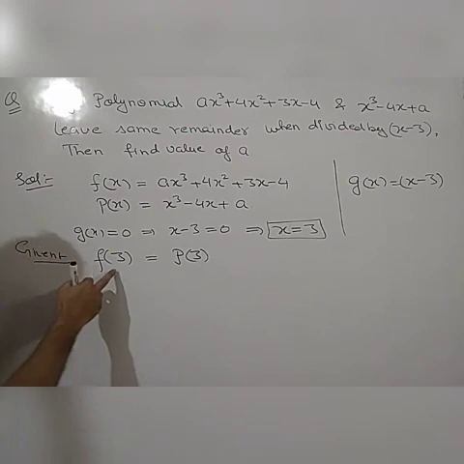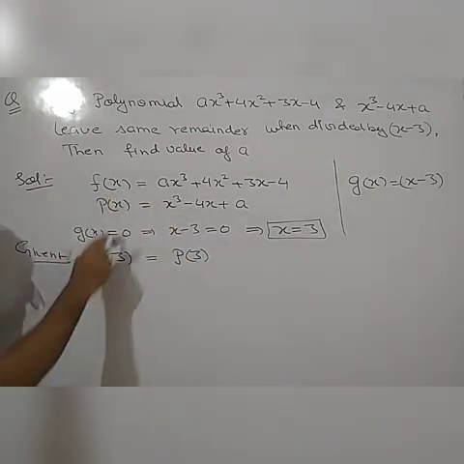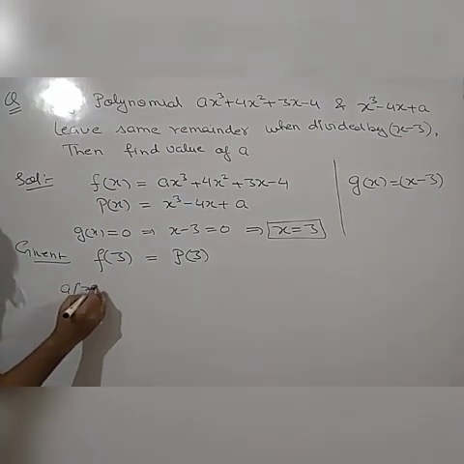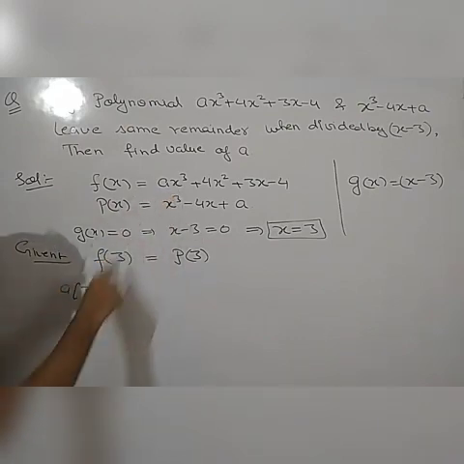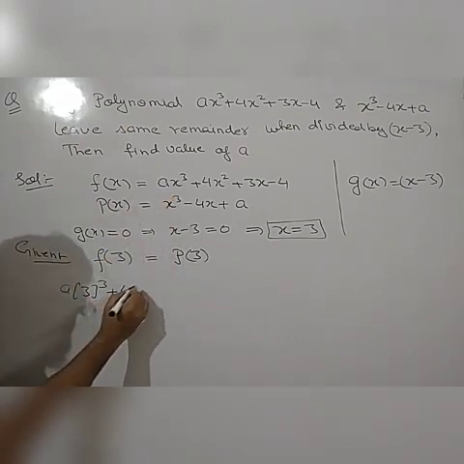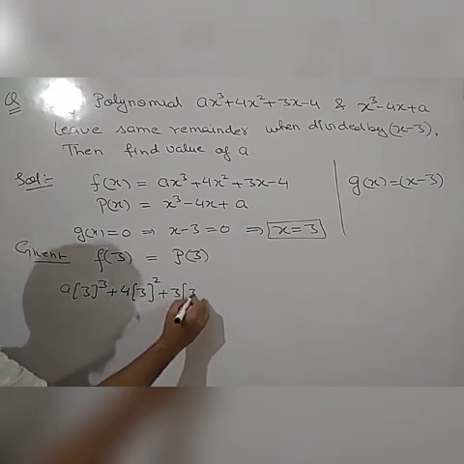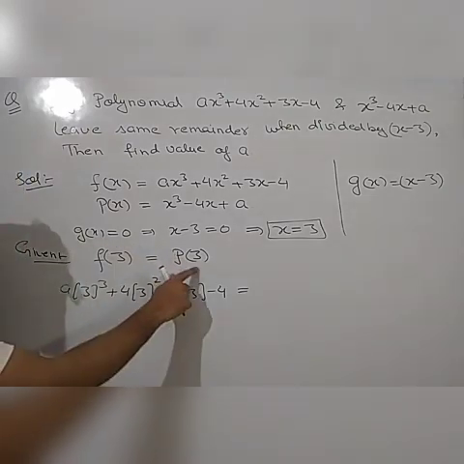So now putting the value of x in the first polynomial, that is f of 3. So its value will be a into 3 cube. At the place of x we are putting 3. So it will be a into 3 cube plus 4 into 3 square plus 3 into 3 minus 4. It is equal to p of 3.